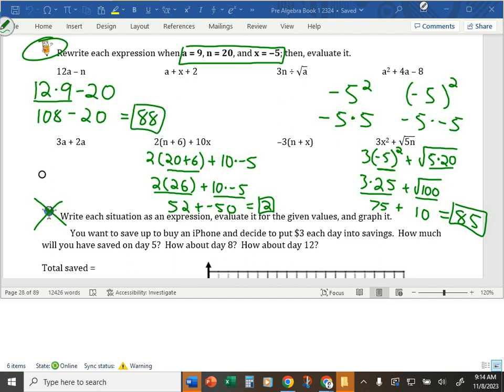Okay? Make sure you are writing out the expression. You are underlining each step. Use a calculator to check your answer, for sure. Okay? But I need to see how you get there by hand as well.